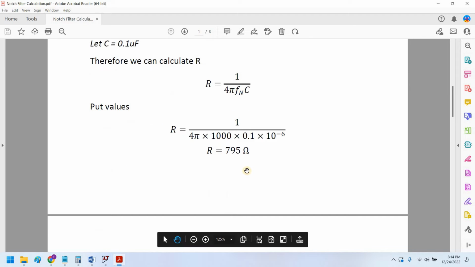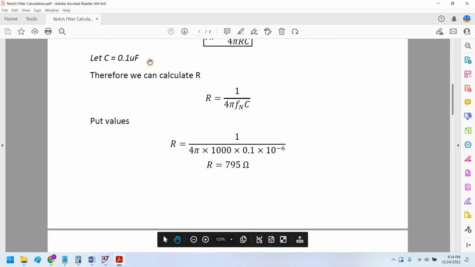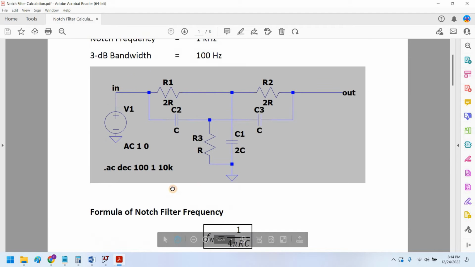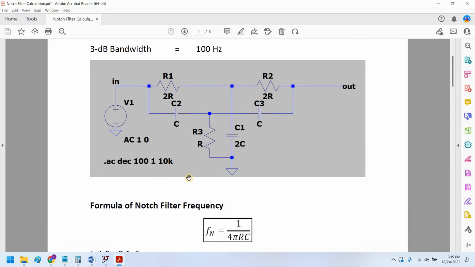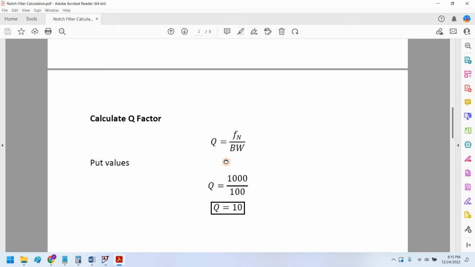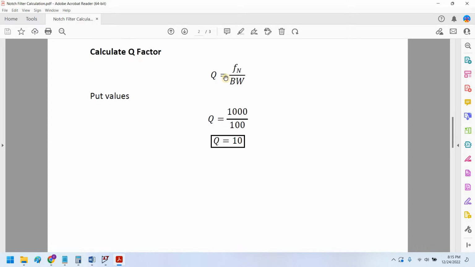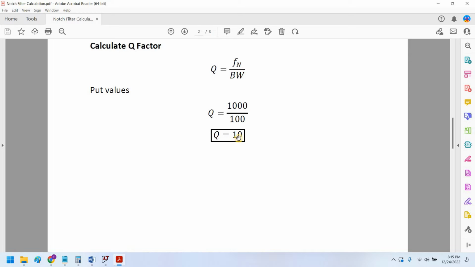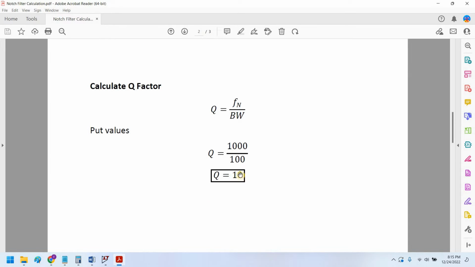Okay, so now we have the value of R and the value of C. In other words, we know all the values of the components. Now let's come on to the value of Q. The Q factor is basically the ratio of the notch frequency to the bandwidth, as I have already mentioned. So put the values of the frequency and bandwidth, and we get the Q factor equal to 10, which is very high, by the way.